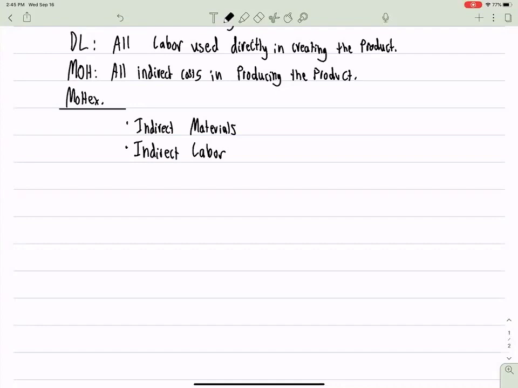Okay, does that make sense to everyone so far? These indirect materials, stuff we can't see on the product. Indirect labor workers don't actually touch the product, but we need managers to make the show happen, make the party go on. Okay, the next example of MOH is factory depreciation.